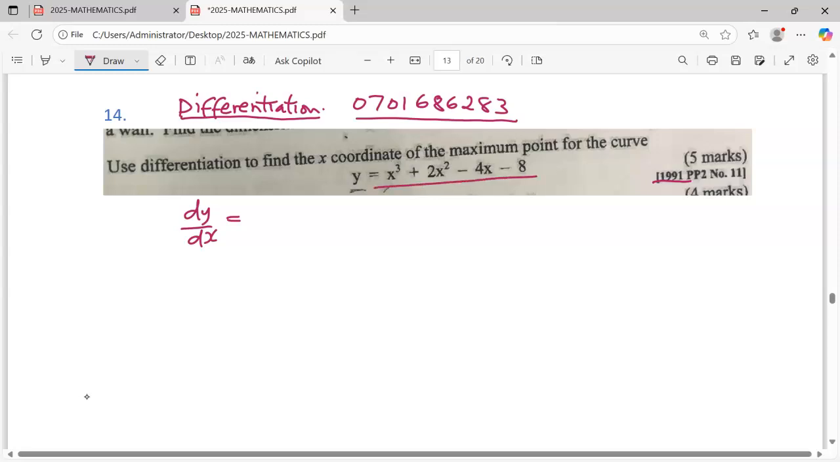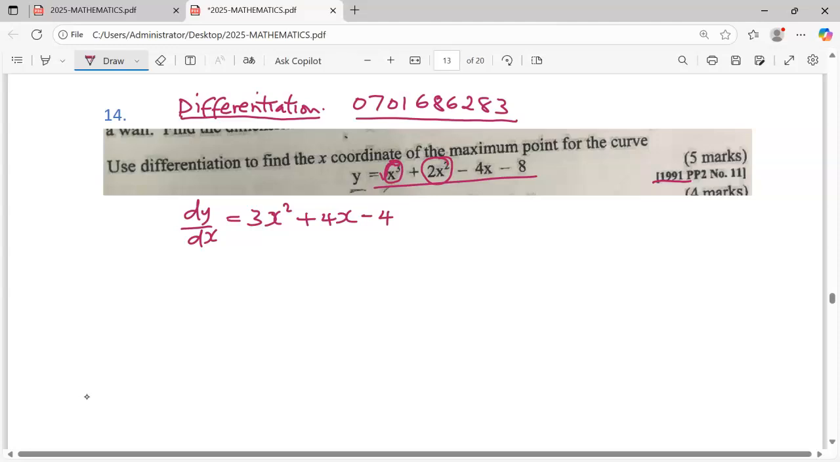For us to find dy over dx, we are going to differentiate each term independently. x cubed becomes 3x squared. Remember, when differentiating, we bring down the power, then we subtract 1 from the power. We move to 2x squared. We bring down 2 so that we have positive 4x. If we subtract 1 from power 2, we have 4x to the power 1, which is the same as 4x. Then minus 4x, you differentiate, you get minus 4.